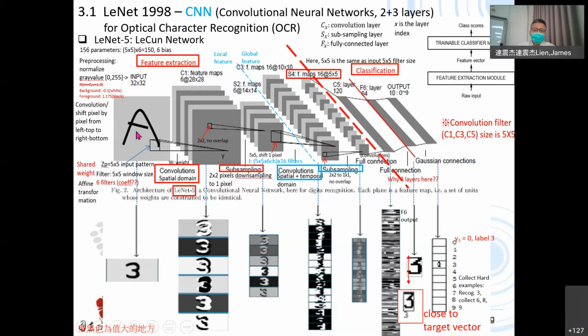So if your input is 3, your output for 3 here will become probability label 1. All other digits will be 0. That's called labeling.